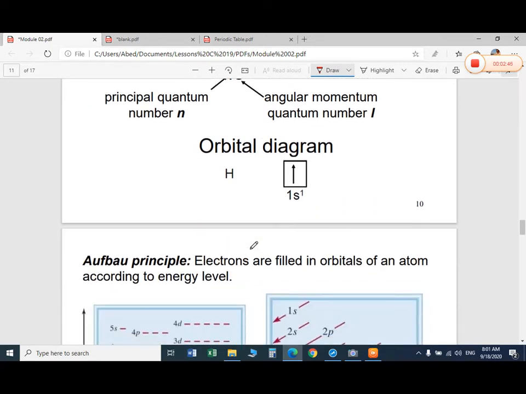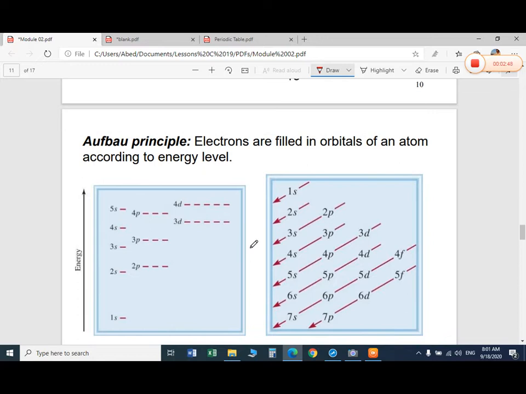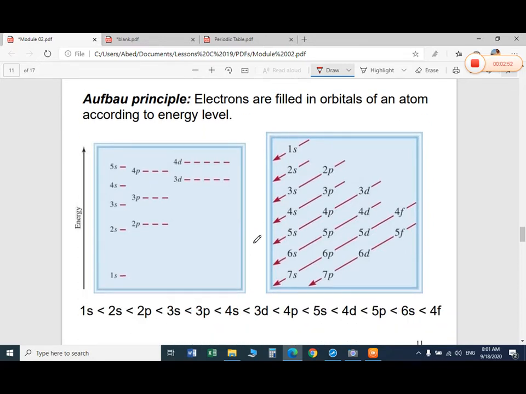So number 1 is the Aufbau principle. The Aufbau principle states that electrons are filled in the orbitals according to the energy level. And this is the diagrammatic representation of the levels. 1s is the lowest energy level, then 2s, then 2p, 3s, 3p, 4s, 3d, 4p, 5s, 4d.